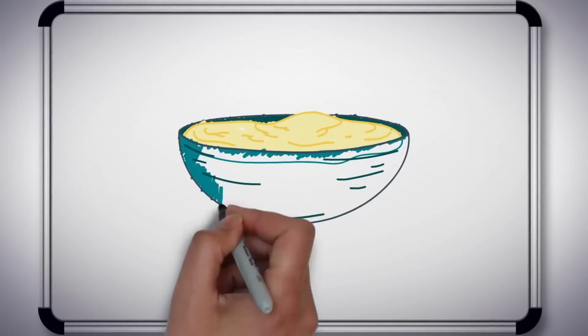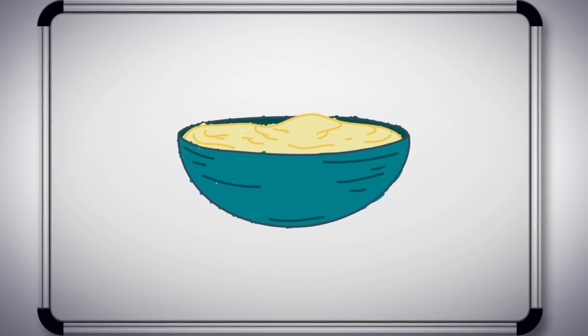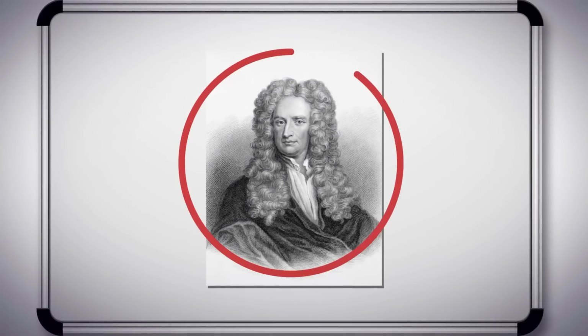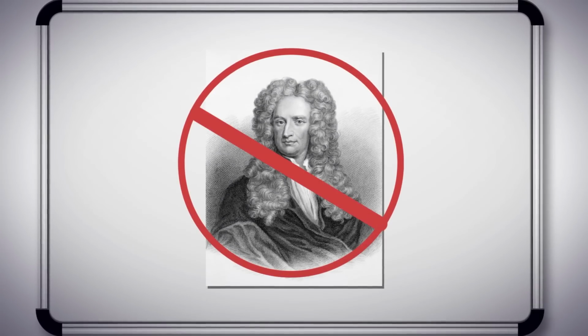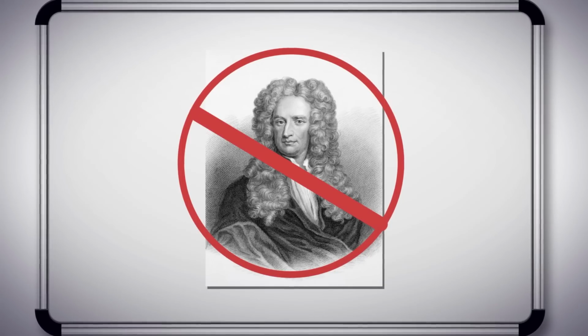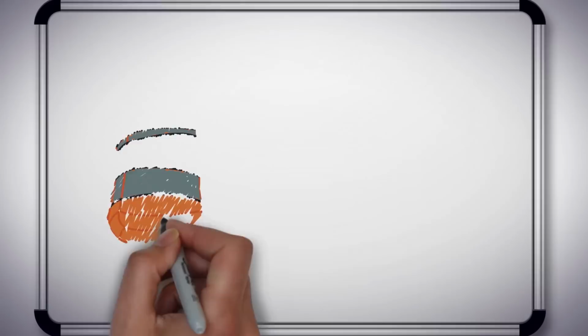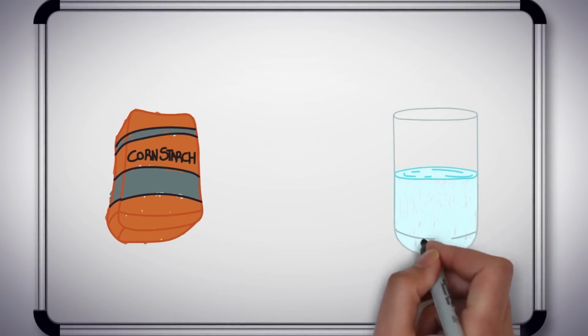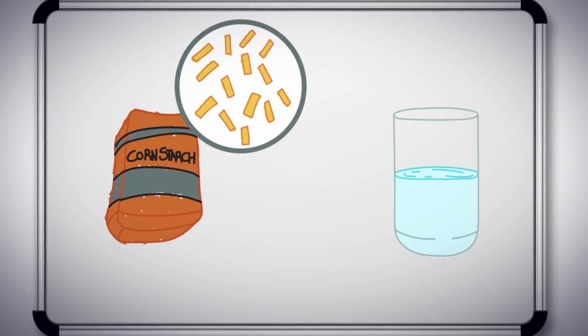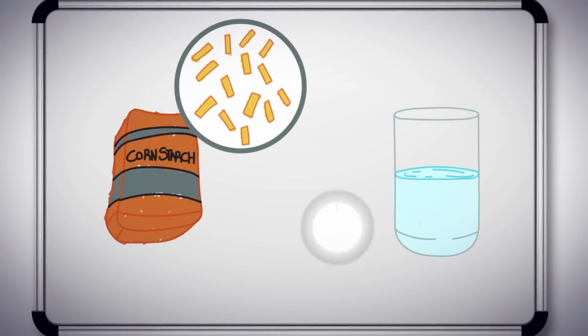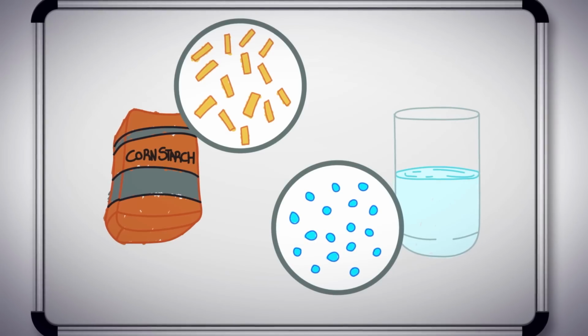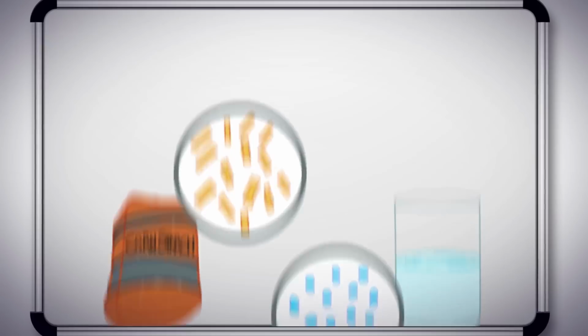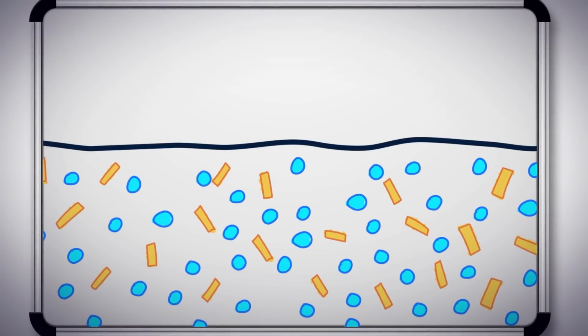So what is cornstarch mud and how does it work? Well, cornstarch mud is a non-Newtonian fluid, which means it behaves differently than you, or Newton, would expect. Here's cornstarch, and here's water. Cornstarch is made up of large, blocky molecules like this. Water is made up of much smaller, rounder molecules like this. When you put them together, it looks something like this.